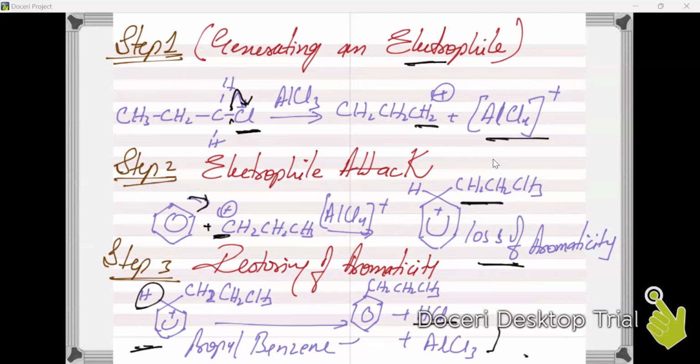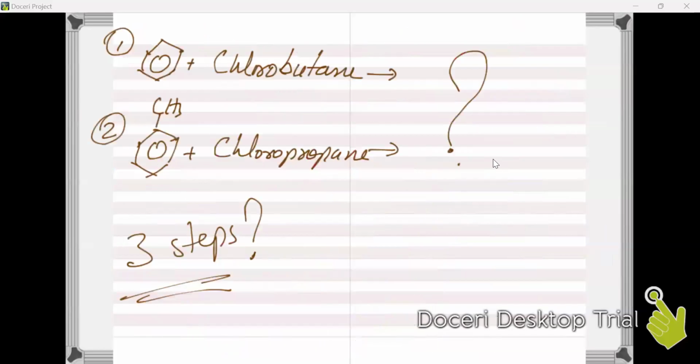Chlorine will be coming from the aluminum tetrachloride and forming HCl. And what will we be getting? We'll be getting the propylbenzene. This is very, very similar to what we did in the other steps. It's just that it's a larger compound that we are using over here.